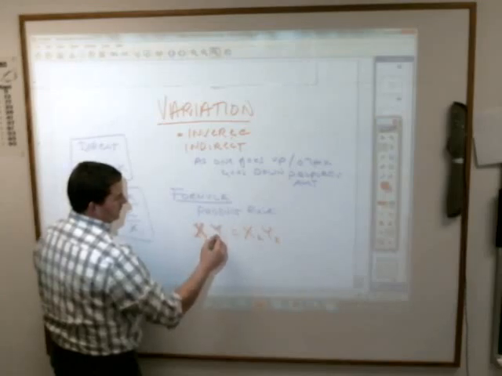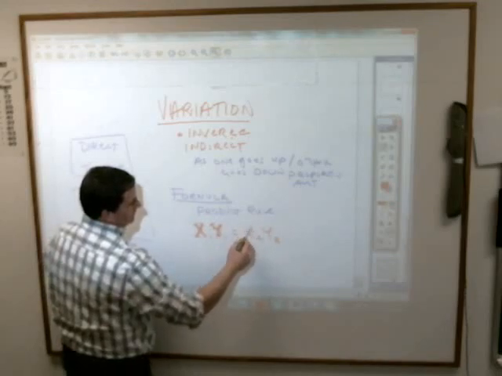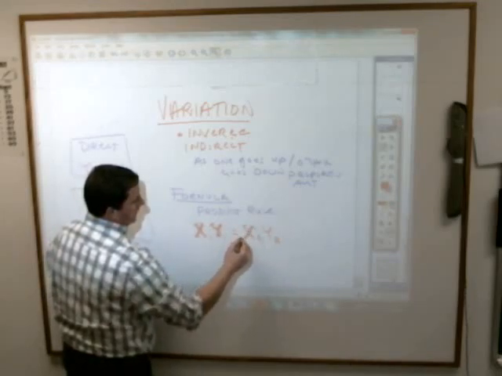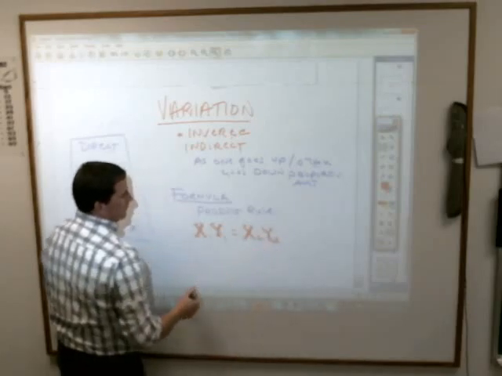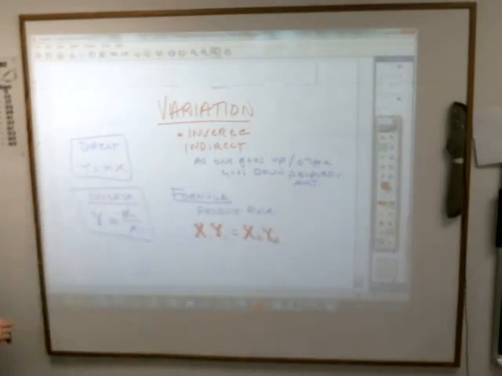Give you a chance to write that down, and then we'll actually look at a problem. The ones go together and the twos go together. And that will give you the inverse proportion stuff there.